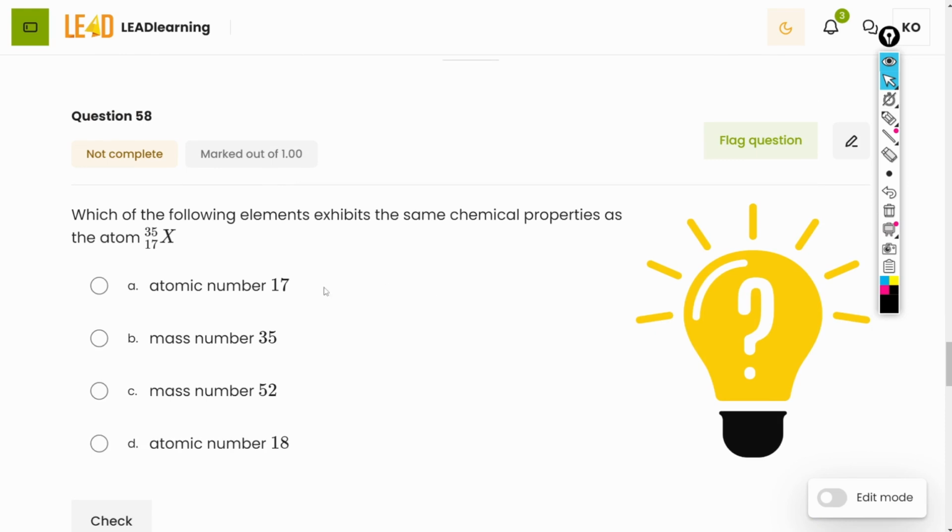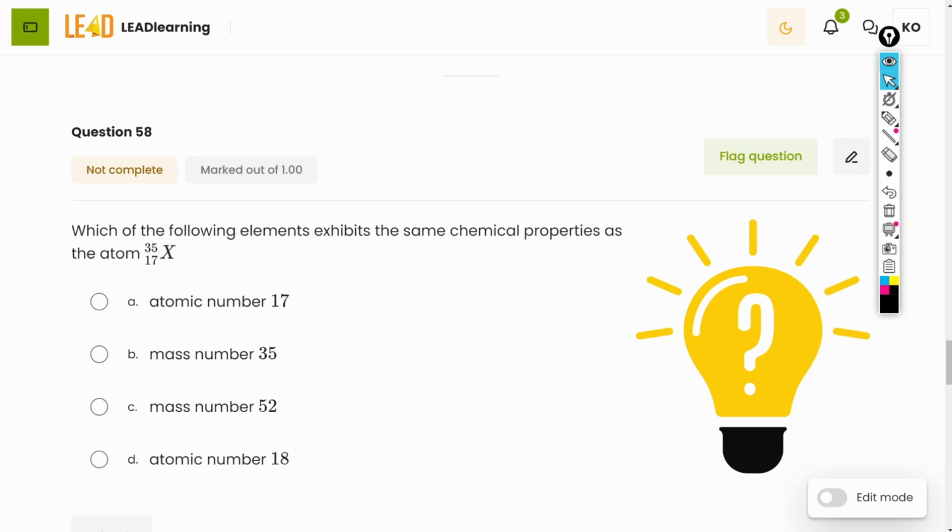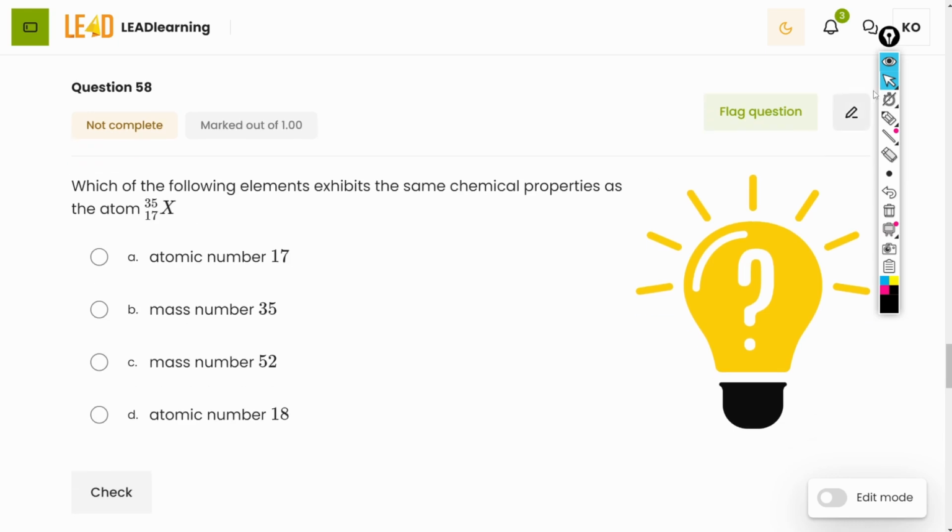Question 58. Which of the following elements exhibits the same chemical property as the atom X, 35, 17? So let's bring it out. X, 35, 17. Now this is proton number, and proton number also tells us the number of electrons. Now the chemical property is determined by the number of valence electrons.